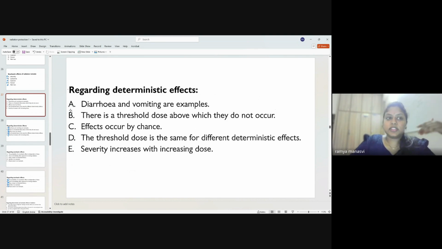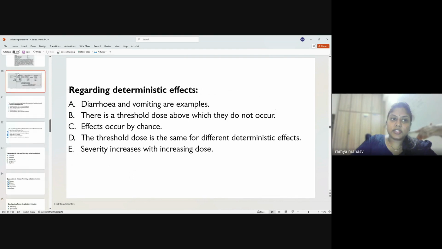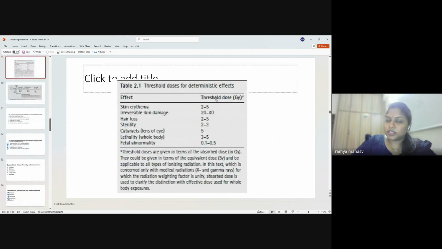So that is why we have this table where we are having skin erythema, it is 2 to 5. The threshold dose for irreversible skin damage, it is 20 to 40 gray. For hair loss, it is 2 to 5. For sterility, it is 2 to 3. For cataract, it is 5. For lethality, it is 3 to 5. For fetal abnormality, it is 0.1 to 0.5.